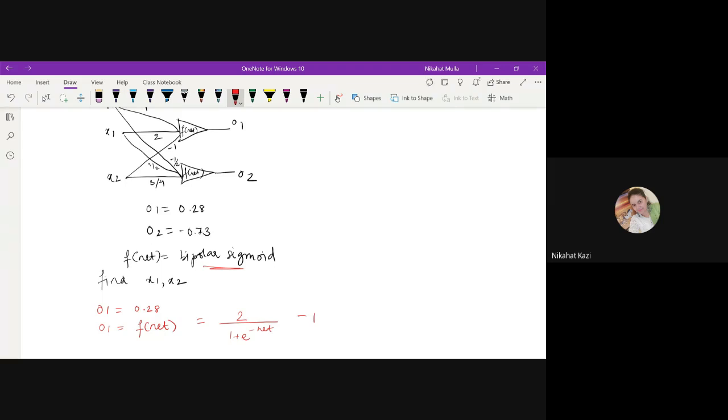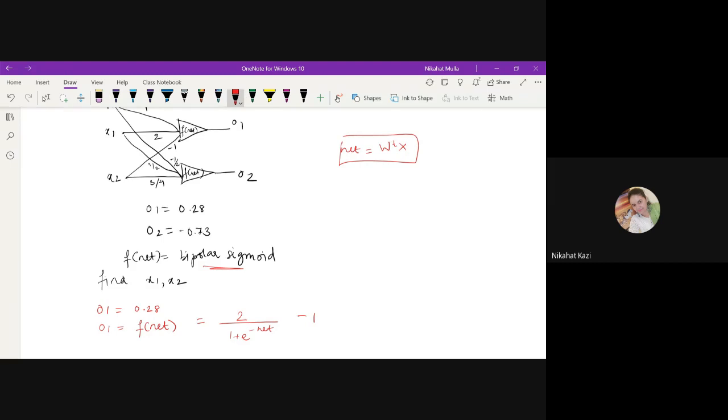Now what is this net? Net is very important. What is net? Net is the sum of all the weights multiplied by their respective inputs. Exactly, very good. So net is nothing but the weighted sum of inputs. This is W transpose X. That is how we define it.